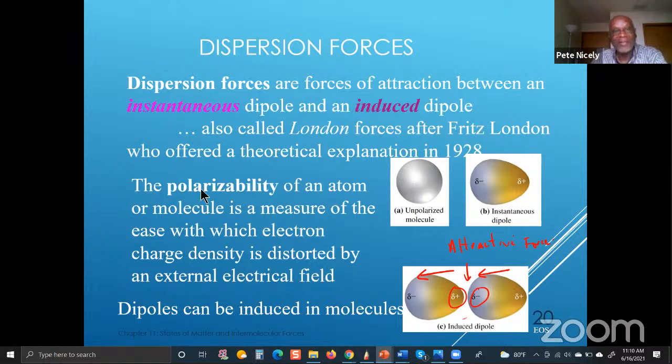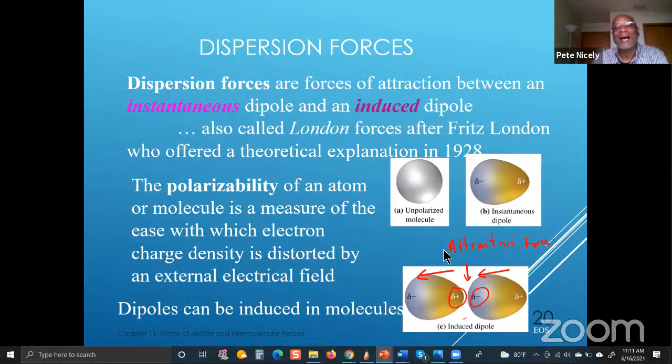Now, there's a very important term that you need to be aware of here, and that is the term polarizability, right? It's basically a measure of the ease with which the charge density of the electron cloud is distorted by an external electrical field. And that's important because what you'll find is that the more polarizable the molecule is, the greater will be the attractive force between the induced dipoles, right?